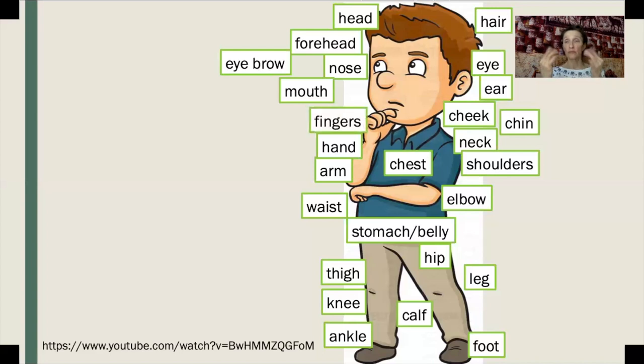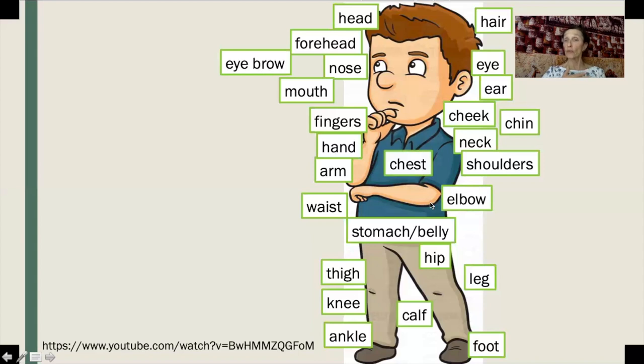Fingers, and that's this here. Hand, it's the whole hand. Arm is all of this. That's the arm. Shoulders are here, right? So up here on the picture, it's the shoulder. Elbow. So that's right here on the picture.